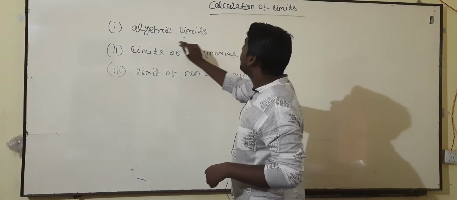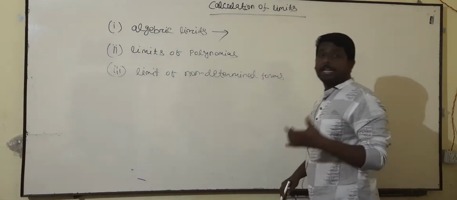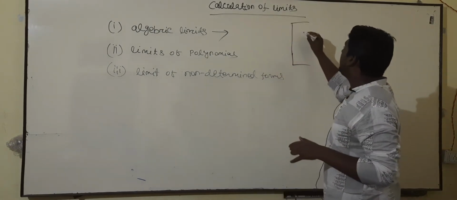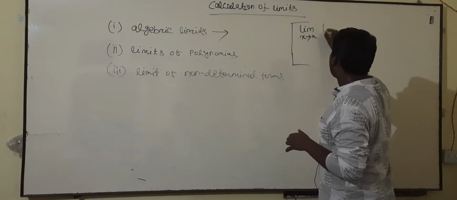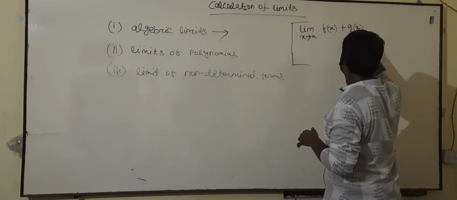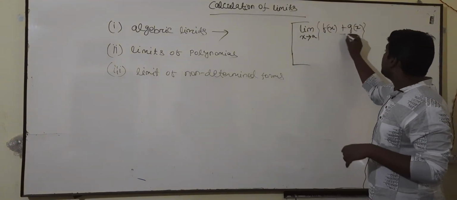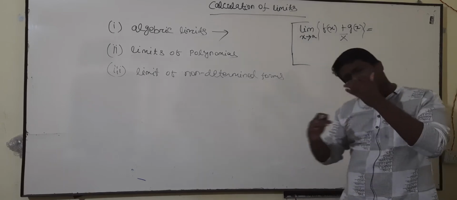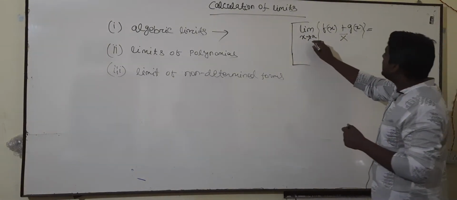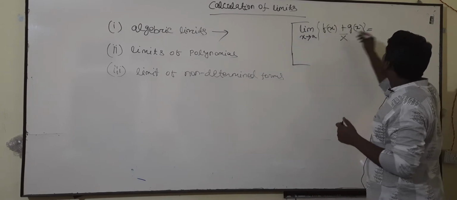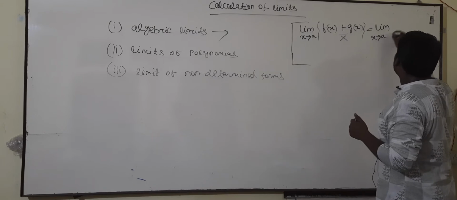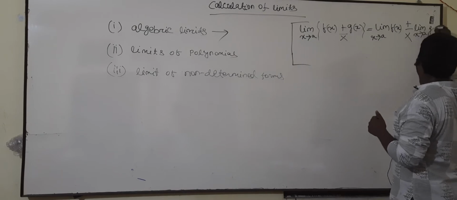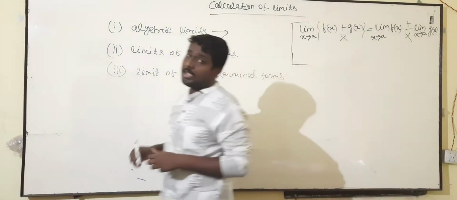The first part is called the algebraic limits, or the algebra of limits, in which you will be dealing with some functions of limit. If limit x extends to a of f of x plus g of x is there, it may be plus, or minus, or multiplication. Then the limit enters inside the bracket and works upon both f of x and g of x.